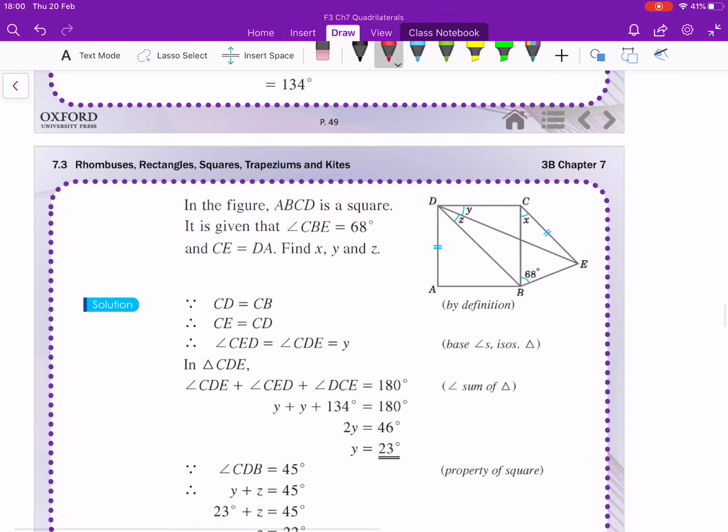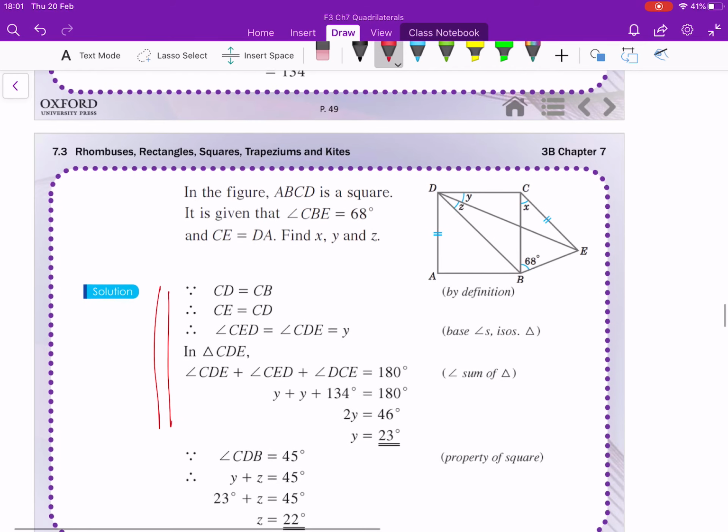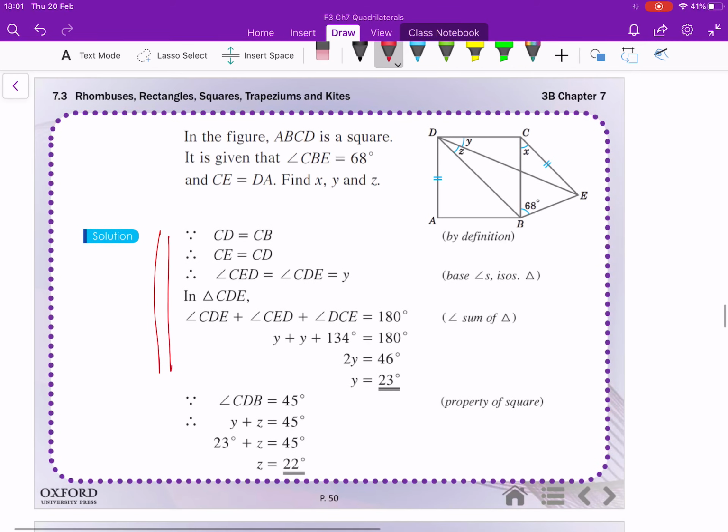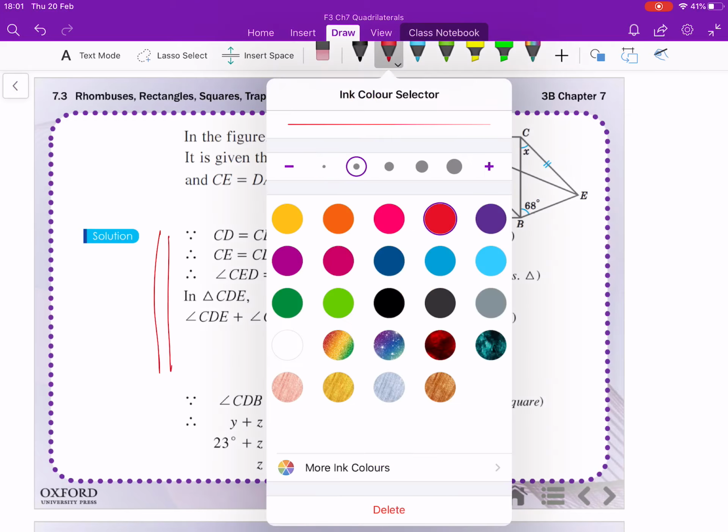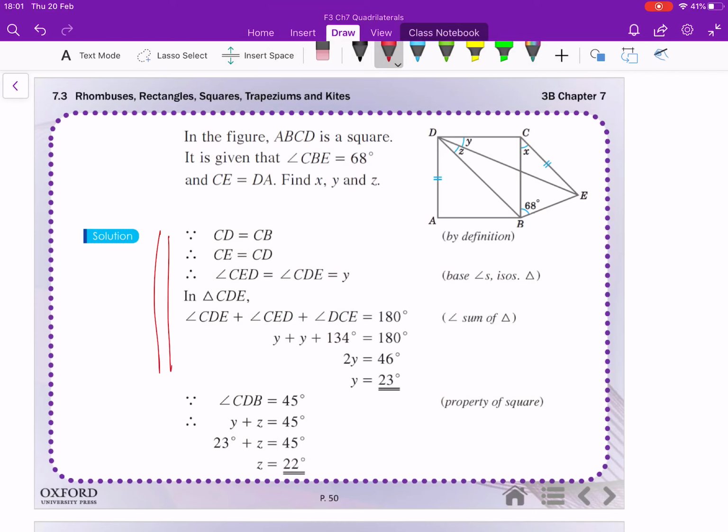So in your book, do similar things like this. y equals 23 degrees. And then finally, to find the value of z. As you remember, in property of square, we know that the whole angle here is 45 degrees. And from the front page, we find that the value of y is 23 degrees. So just take the difference and you can see that the value of z is 22 degrees.